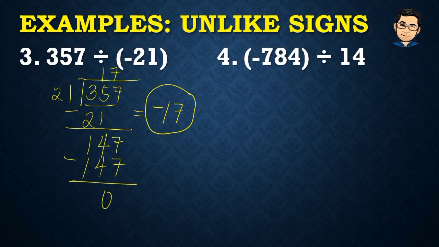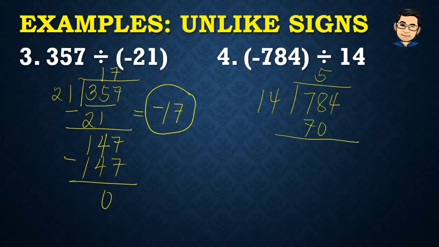Next, negative 784 divided by 14. So, 7 divided by 14, di pwede. So, kukunin natin yung 8. So, magiging 78. And then, divided by 14, that is 5. So, 5 times 14, that is 70. And then, we subtract 8 minus 0, that is 8. And then, 7 minus 7, that is 0. And then, we bring down 4.